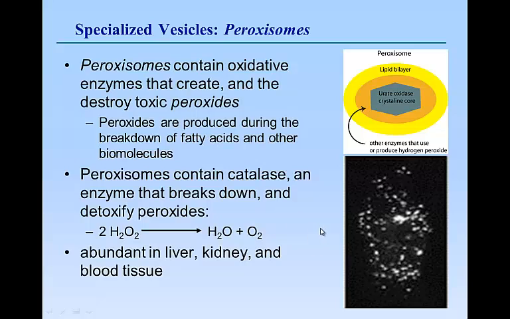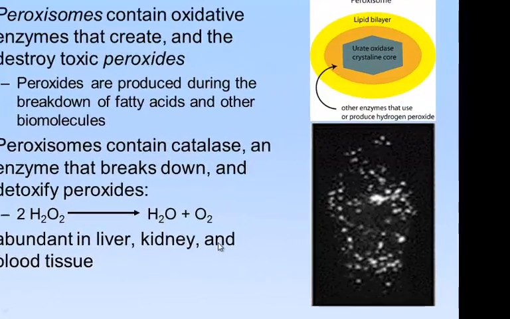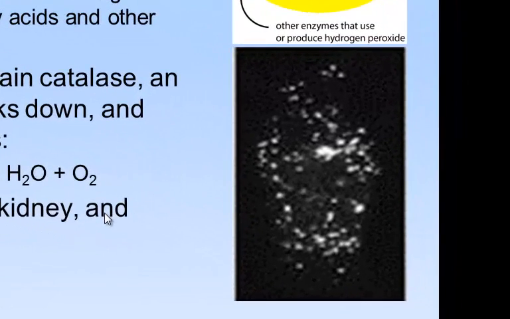In particular, peroxisomes contain catalase, which is an enzyme that breaks down peroxide. You may be familiar with peroxide. You may have poured it on a cut when you were a little kid and you saw bubbling occur. That bubbling actually required enzymes that were within your cells, within these peroxisomes.